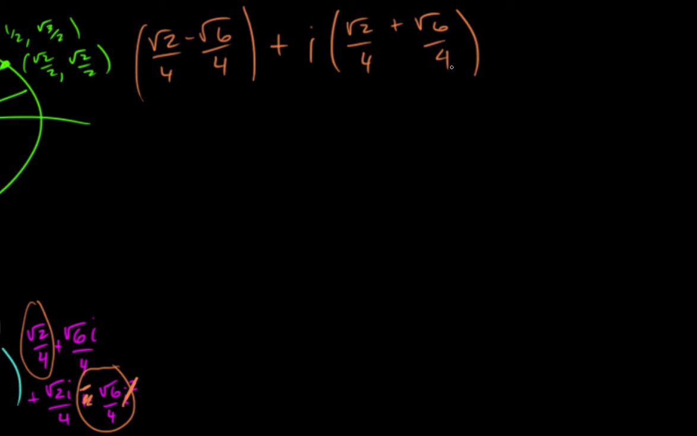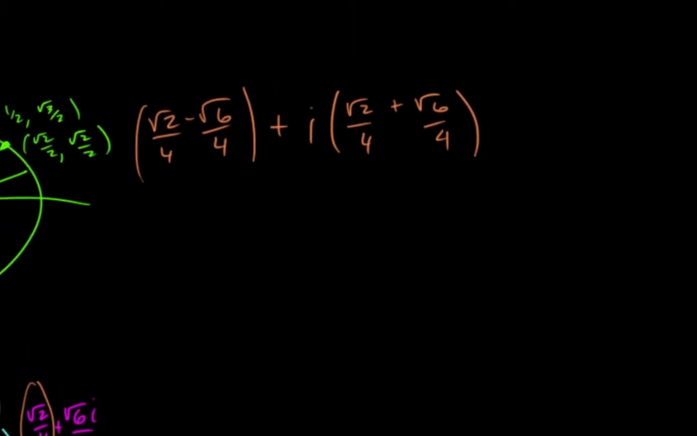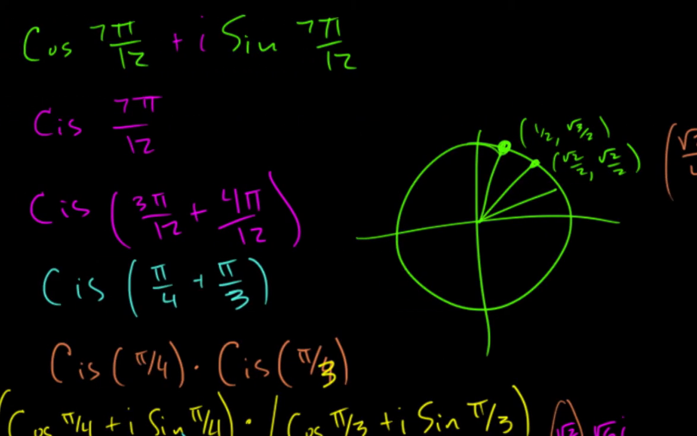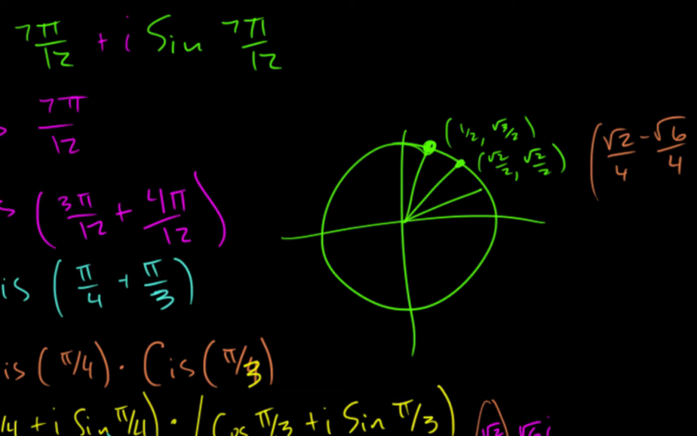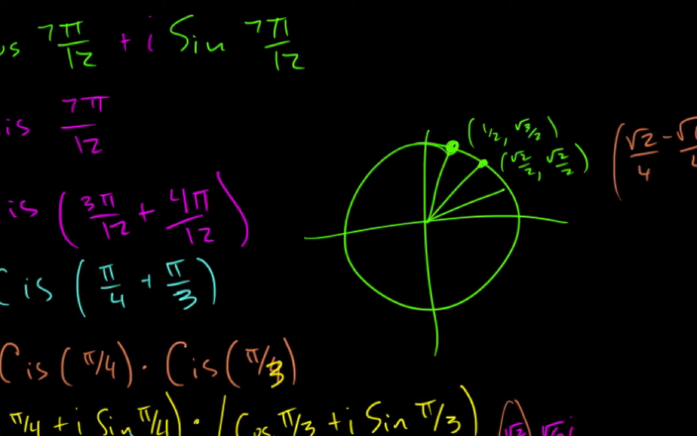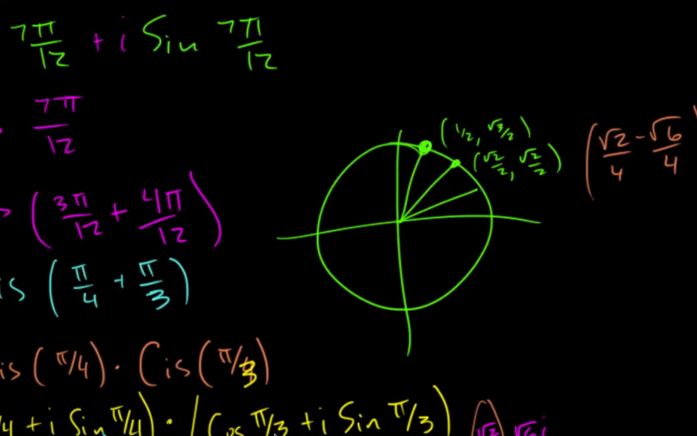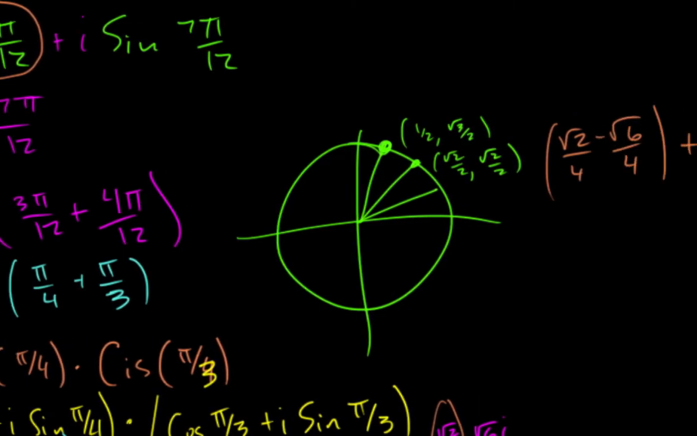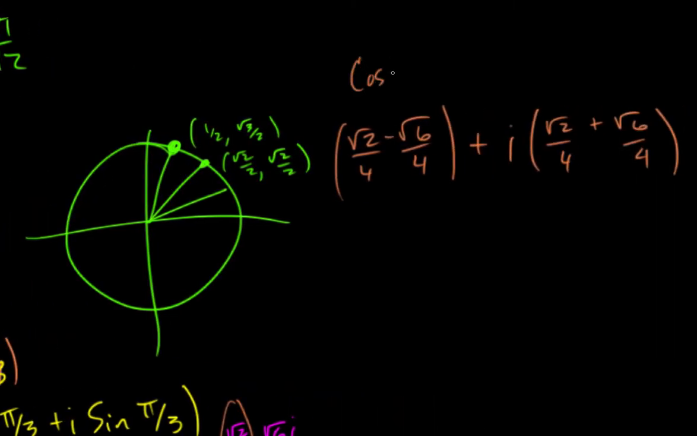Okay. Now, what we're going to do is take this and set it equal to the real part. So we're going to take this thing. So let me just rewrite this. So it's cosine of 7 pi twelfths plus i sine of 7 pi twelfths.